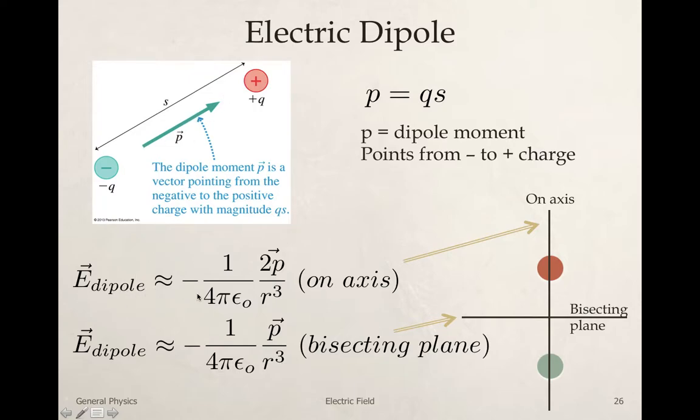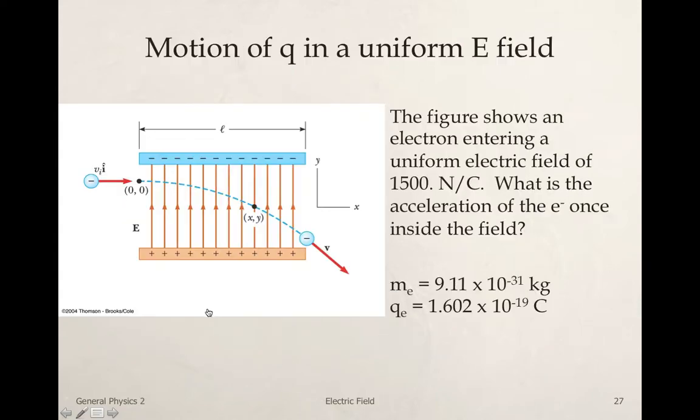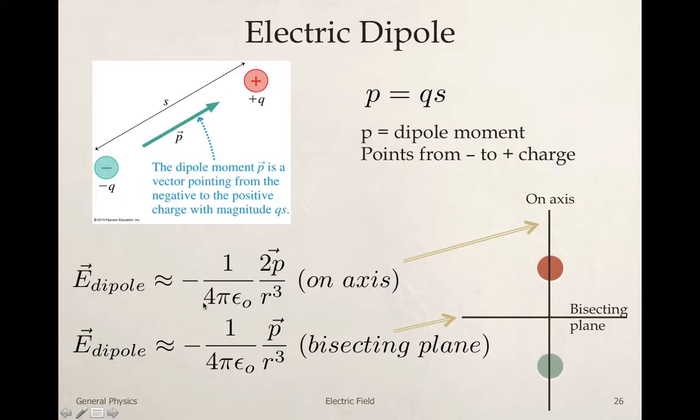So if I want to find the electric field due to my dipole, I can be on axis. Here would be on axis, and just like our last example, I was looking at a point up here, and to calculate it I would use this equation. For the bisecting plane, I would be looking over here like in the last slide, and I would use this equation. The thing to note about this equation is that I think this is the first time we're introducing 1 over 4 pi epsilon naught. This whole fraction right here is actually equal to k. So you could also write this as minus k times p over r cubed.